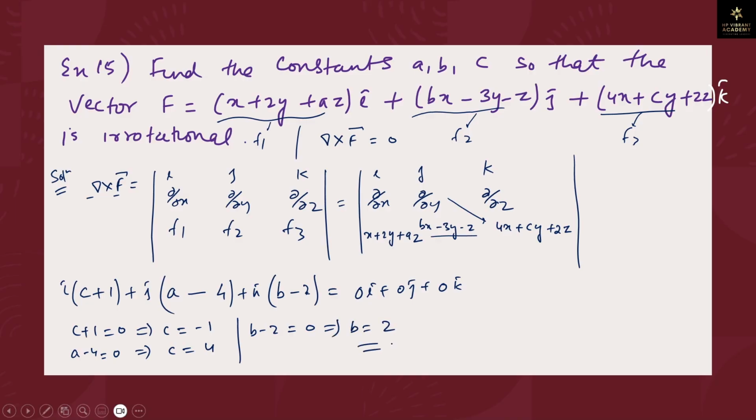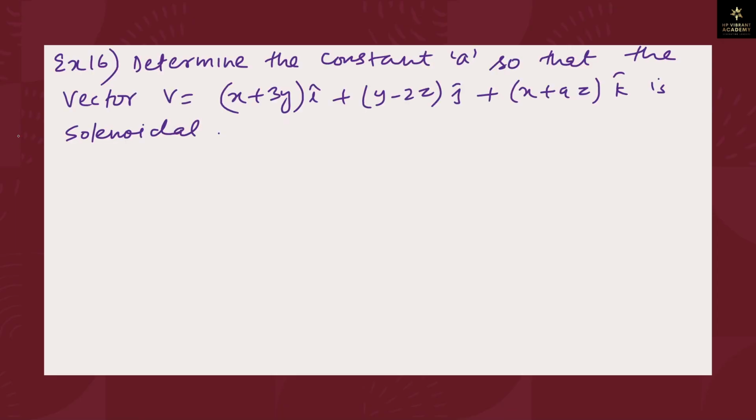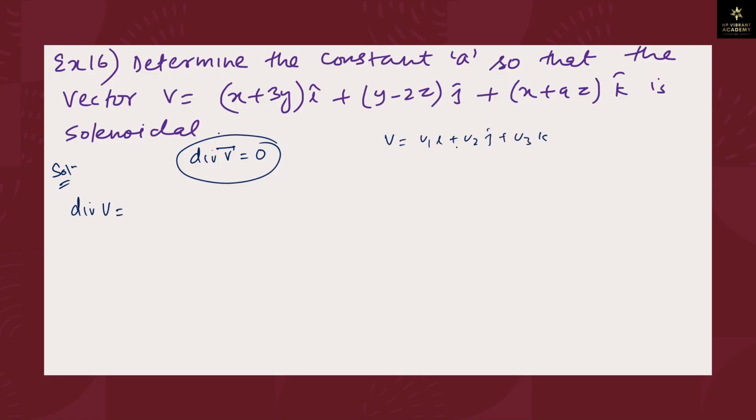Okay. Now let us discuss question number 16. How we can solve this? So for a solenoidal vector, we have v is said to be a solenoidal. Okay, so the vector v is said to be solenoidal if divergence of v is equal to 0. Then we can say that the vector v is solenoidal vector. So let us find the divergence of v. So divergence of v is equal to, let us take v as v1 i cap plus v2 j cap plus v3 k cap. So we have studied earlier that divergence of v is del v1 upon del x plus del v2 upon del y plus del v3 upon del z.